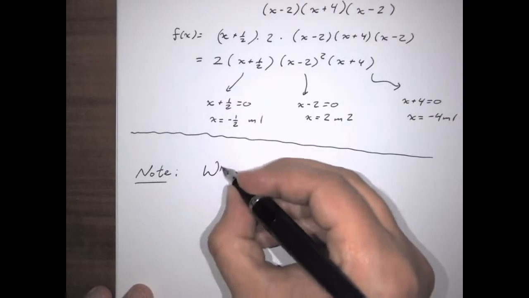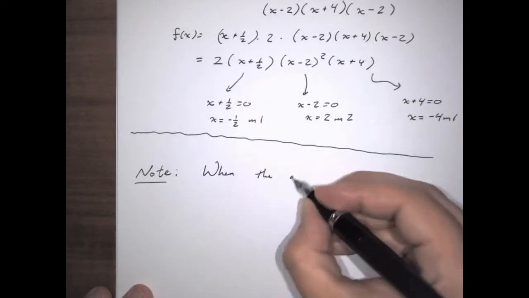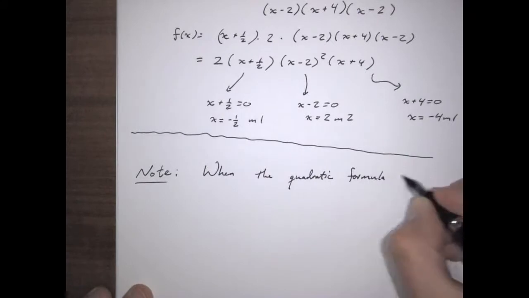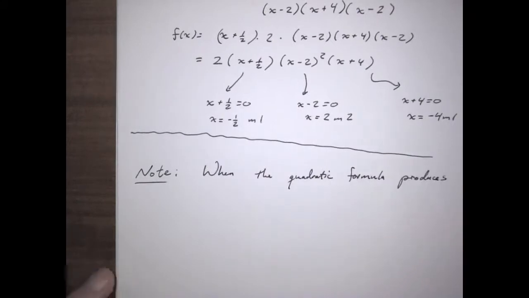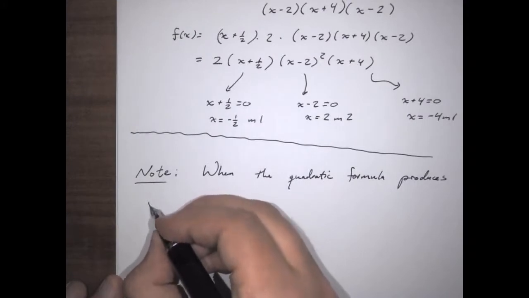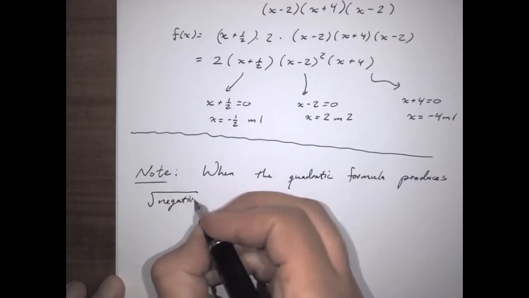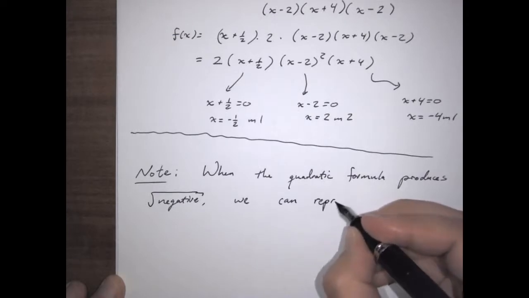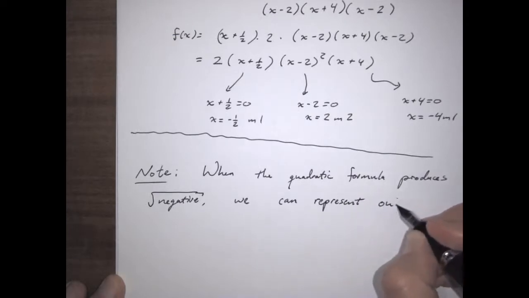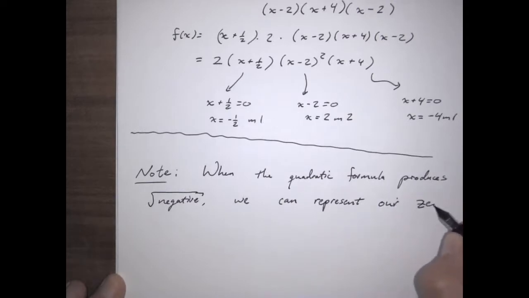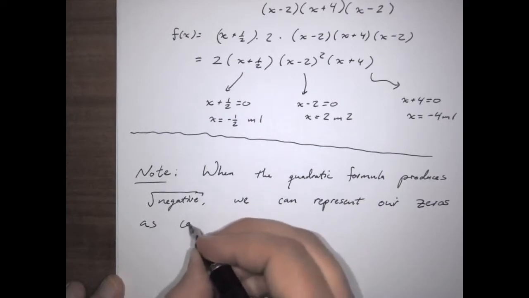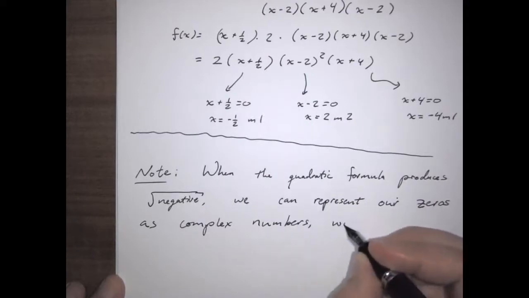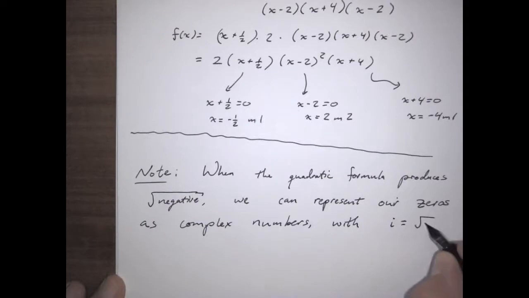So note, when the quadratic formula produces a square root of a negative, we can represent our zeros as complex numbers, with i equal to the square root of negative 1.